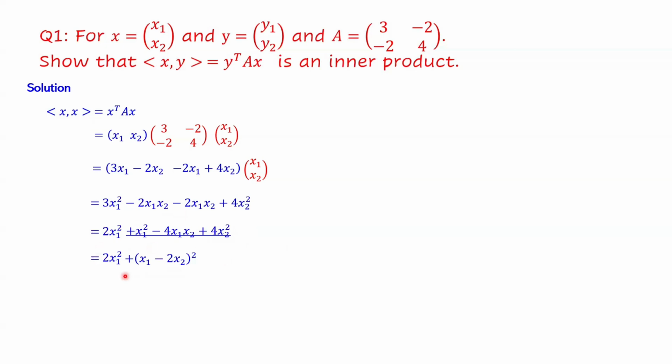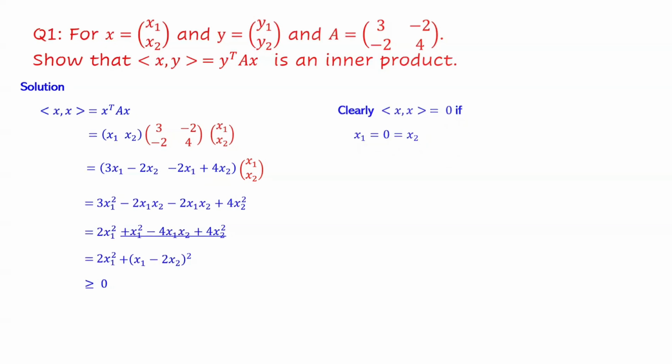So clearly this is positive and equal to 0 when both x1 and x2 are equal to 0. Therefore this is non-negative, and ⟨x, x⟩ is equal to 0 if and only if x1 is equal to 0 and x2 is equal to 0, that means x is equal to 0. So this verifies the first property for the inner product.